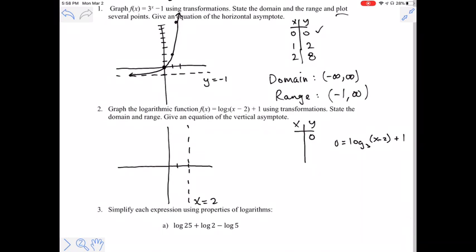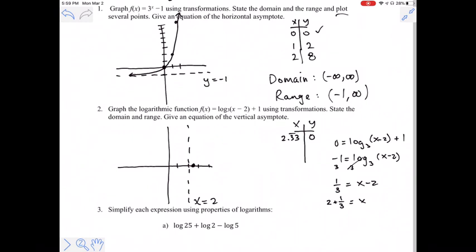Now solve for x. So subtract 1 on both sides. Then use a base of 3. 3 to the negative first power is 1/3. And then add 2 to both sides. So 2 1/3, or 2.3. So the x-intercept would be right there.